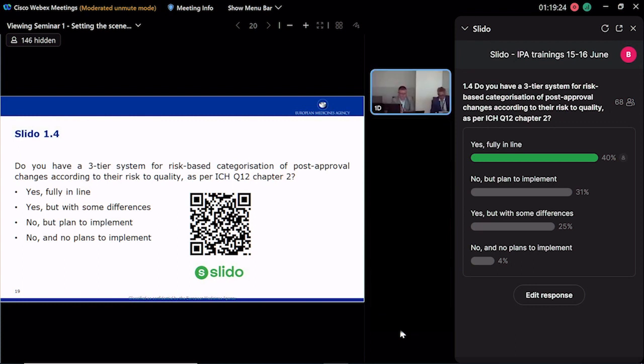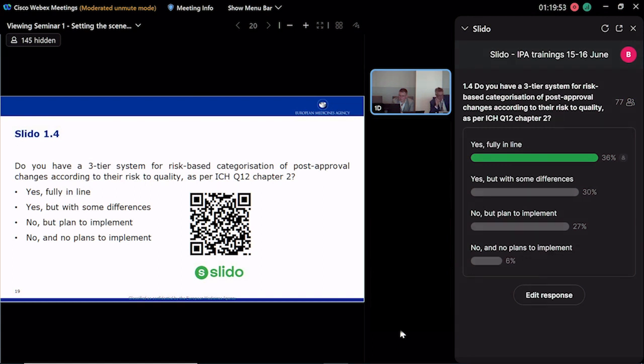Okay, thanks. So we've almost 70 replies here. So we have 39% who have indicated yes, fully in line. So your variation system is fully in line with this chapter of Q12, which is really excellent. We're very happy to hear that. And then we have 27% who say yes, we have a risk-based system, but with some differences.